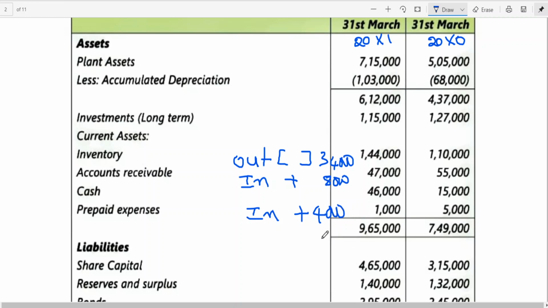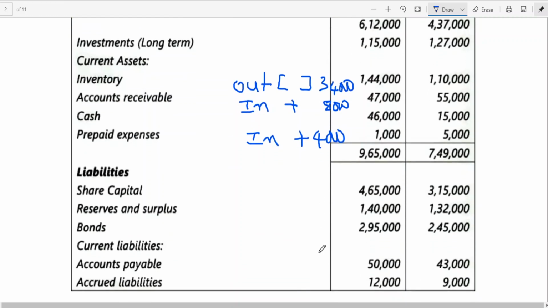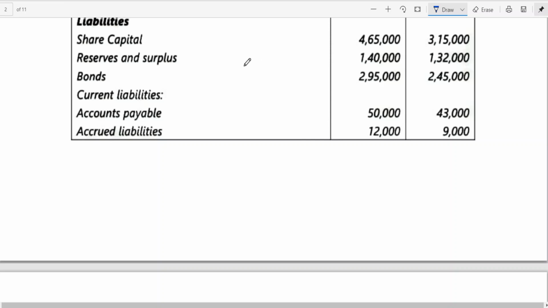Similarly, we got some information about current liabilities. These three things which I have explained to you will be taken to changes in working capital. Then now let us look into it. Current liabilities. Accounts payable. Accounts payable 43,000 has become 50,000. That means the creditors are increasing. When creditors are increasing, inflow. That means you are buying on credit. Then what happens? You are postponing the payment. That means you will be having enough cash with you. So accounts payable 43 and 50,000. There is a 7,000 inflow.